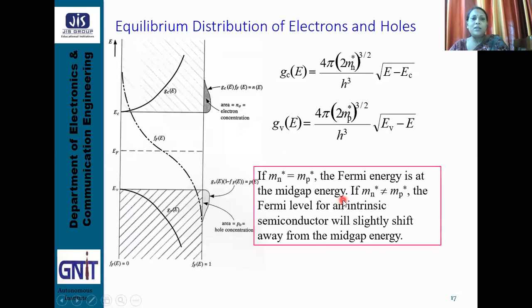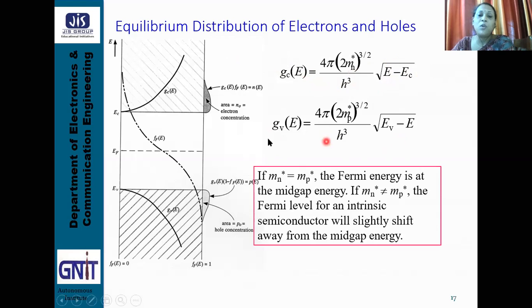So, moving to the next slide, this equilibrium distribution of holes and electrons is shown here. This is the density of states of electrons in the conduction band. This is showing the graph, and the formula is 4π(2m*)^(3/2)/h³ times √(E − EC), where m* is the effective mass of the electron in the conduction band and h is Planck's constant. This is the formula of density of states of electrons in the conduction band.